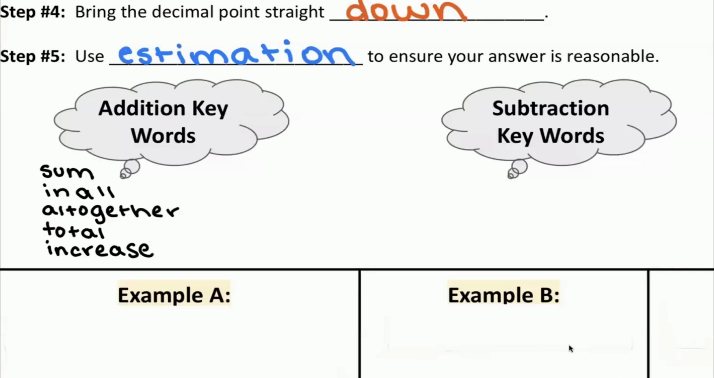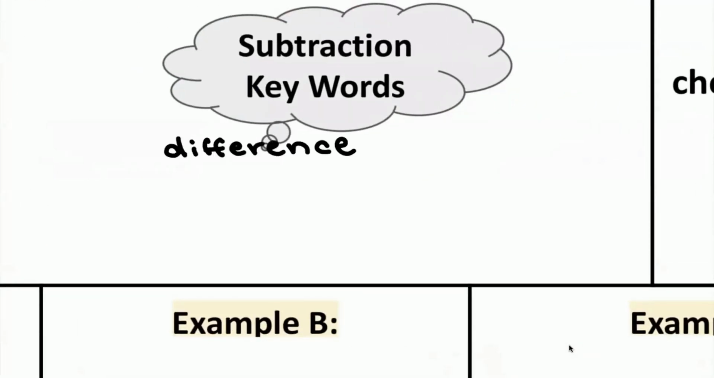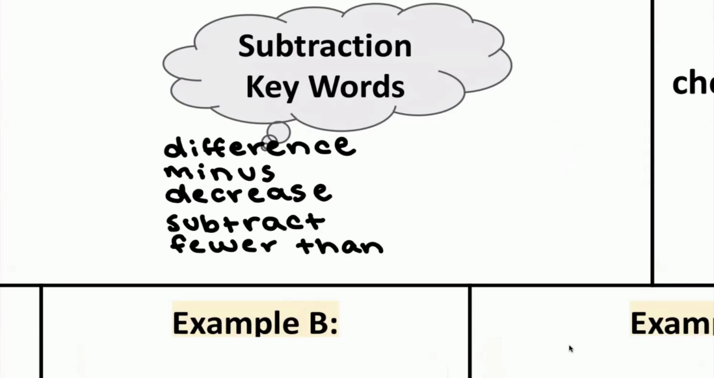Let's zoom in on some subtraction keywords. And remember, you can always pause the video if you need more time. Subtraction: difference is a huge keyword for subtraction. What's the difference between two numbers? Minus, decrease, subtract, and fewer than. And then lastly, spent. And similarly, these aren't the only keywords, but here are some of them.